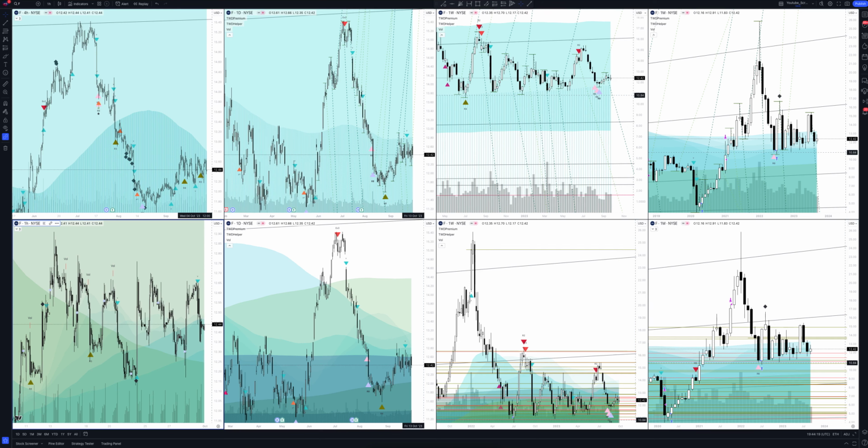Today we will take a look at Ford stock. Let's analyze the market situation and find out how you can make money on it. Let's start.